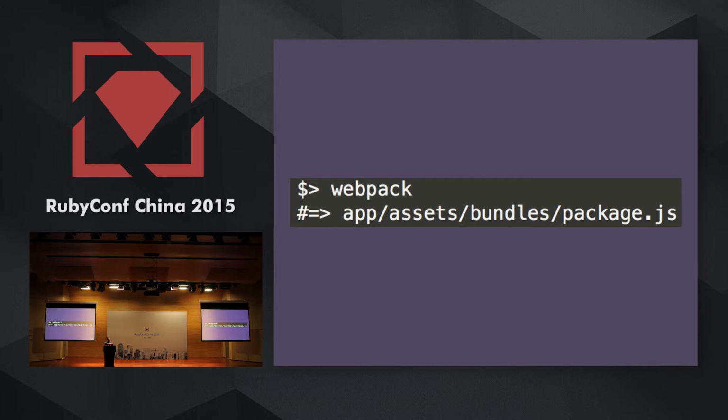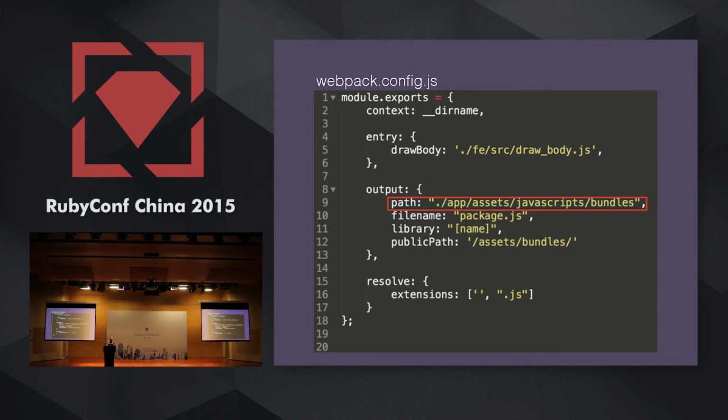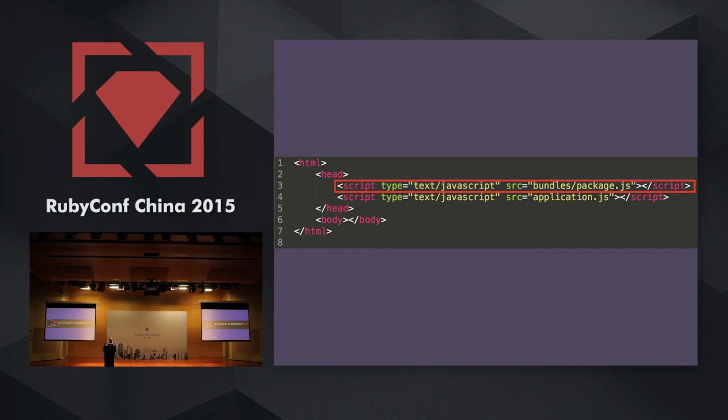We just run webpack. It writes our package.js in the asset directory because we told it to do so. We can either add this new package directly in a JavaScript tag, or we can use it in asset pipeline with a require comment.